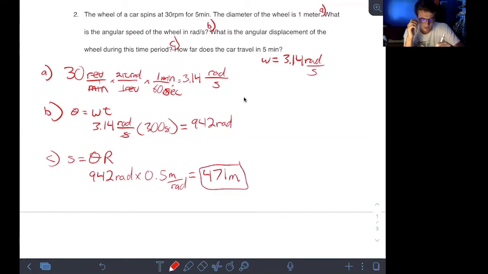Essentially, that wheel traveled 942 radians. I think there are around 6 radians in one cycle, right? 2 pi is one cycle, so it's around 6. So that's a lot of cycles of that wheel, and when you convert that to meters, that's what you get. Cool. That's number 2. Let me stop this recording.